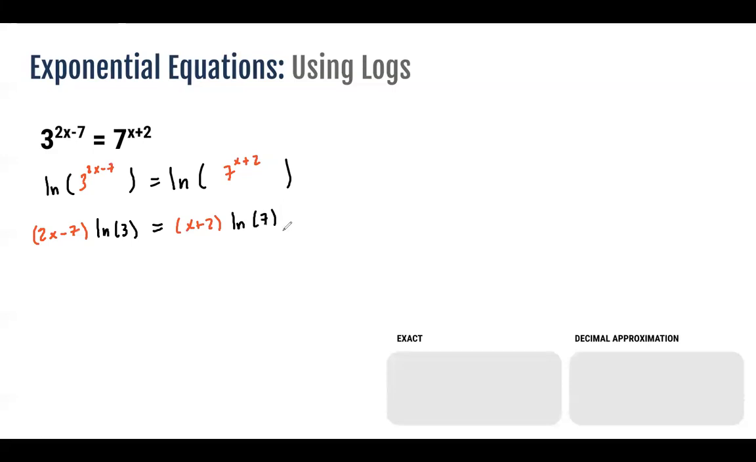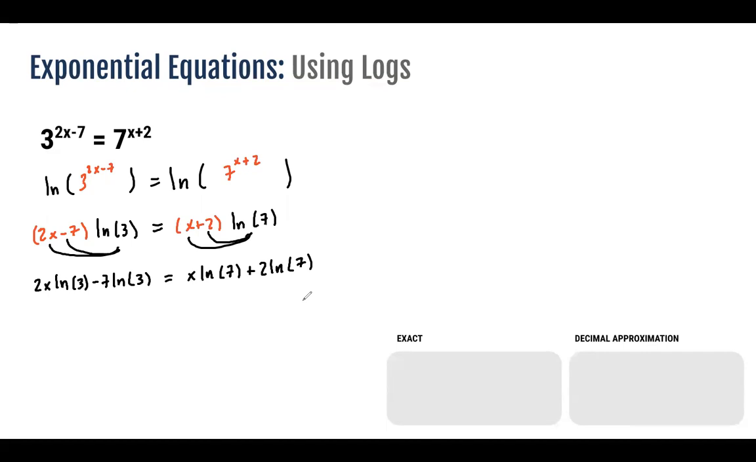But now we're going to end up with a bit of a problem here because we want to solve for x and we already have two x values, one on one side and one on the other side of the equation. So one thing that you can do here is proceed to expand this by multiplying the natural logarithm of 3 by both elements of the binomial. That's going to get you 2x times the natural logarithm of 3 minus 7 times the natural logarithm of 3. And on this side, you're going to end up with x times the natural logarithm of 7 plus 2 times the natural logarithm of 7.